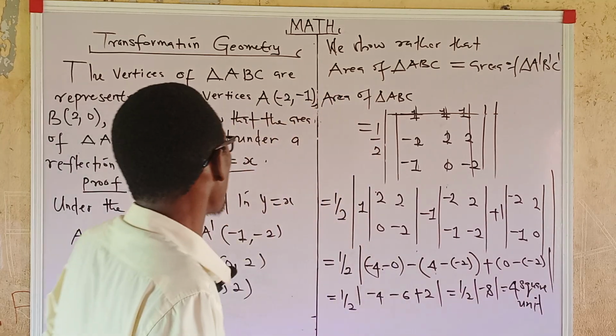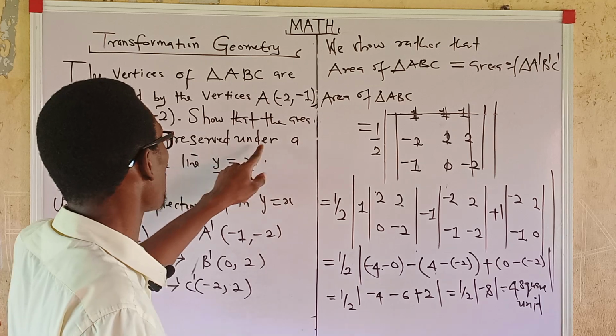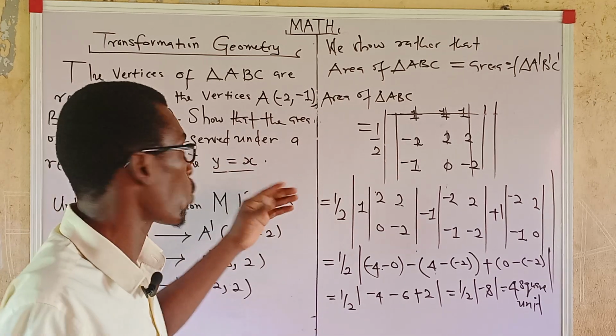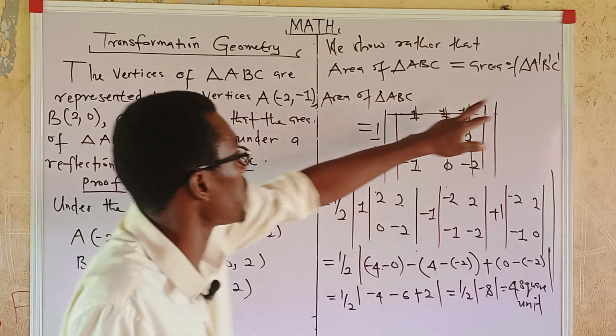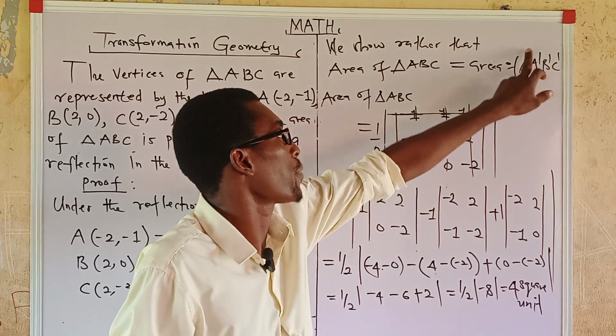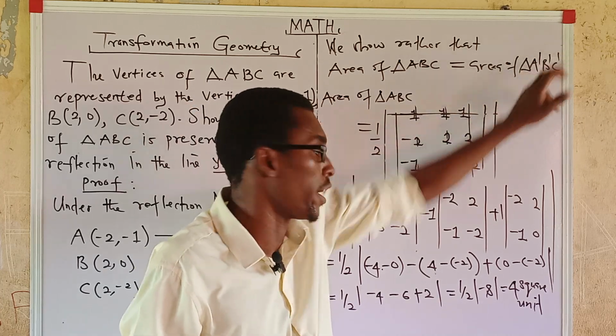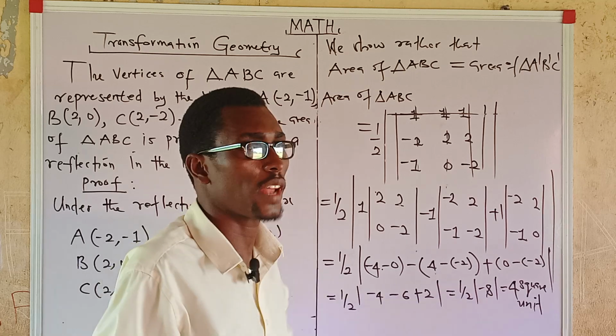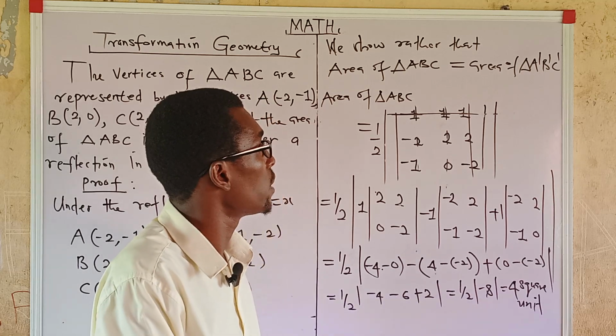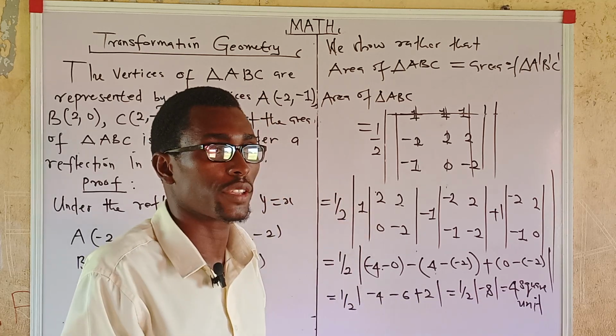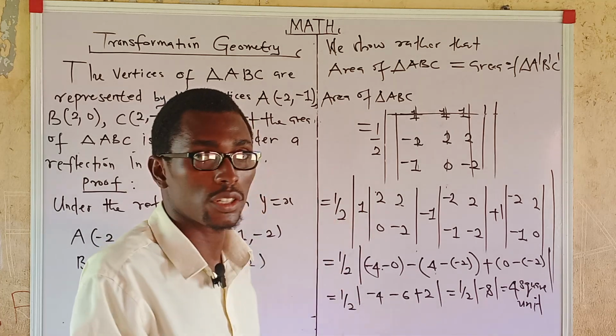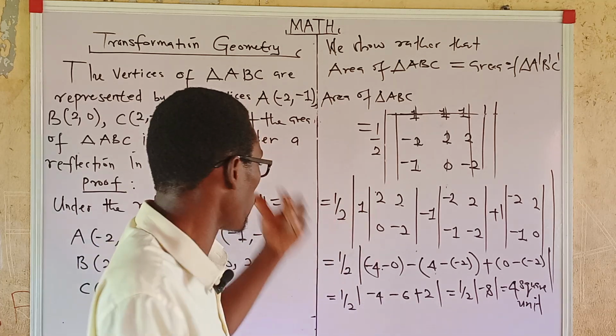Now, we have to show that the reflection preserves the area of the triangle. So we have to calculate the area of our image, triangle A prime, B prime, C prime, and compare with this result, whether it's the same thing. If they are the same, we've been able to show that the reflection in the line preserved the areas of the triangles, all right? So let's go back to doing that.